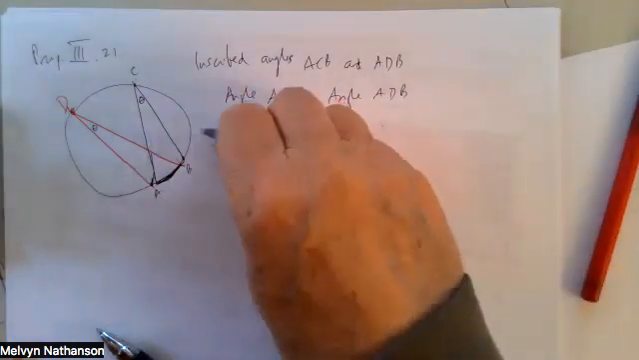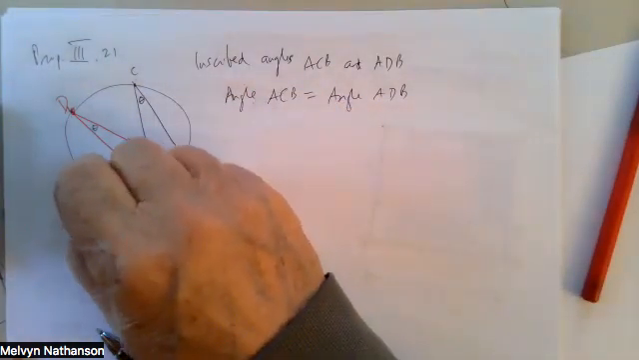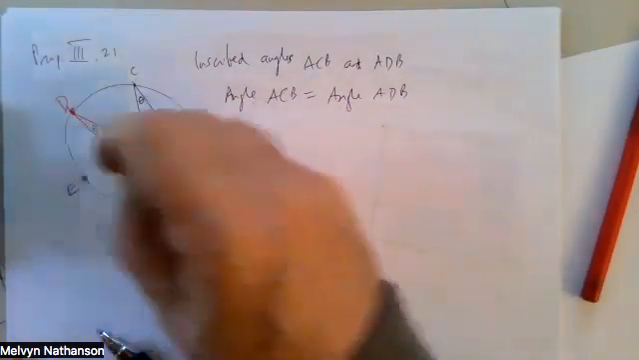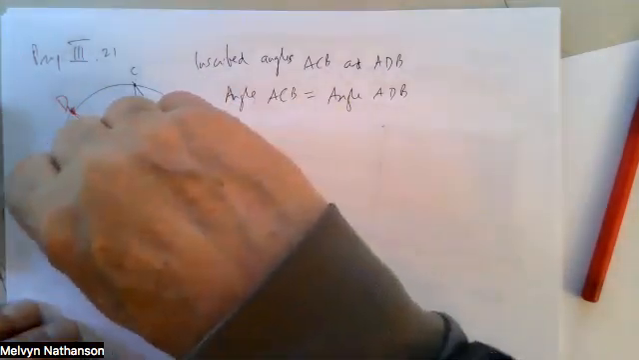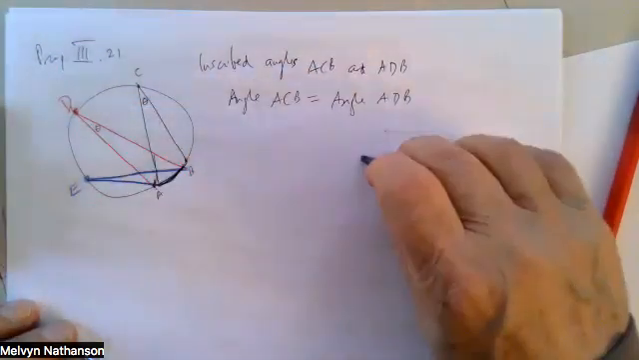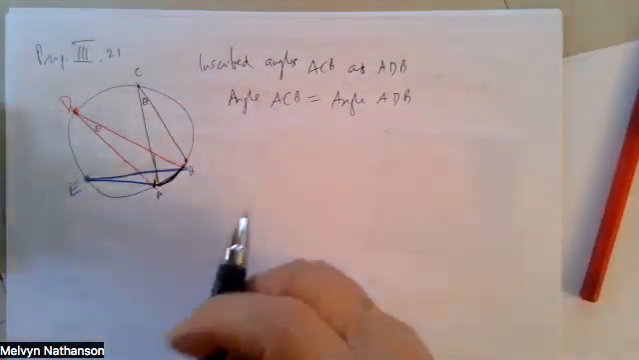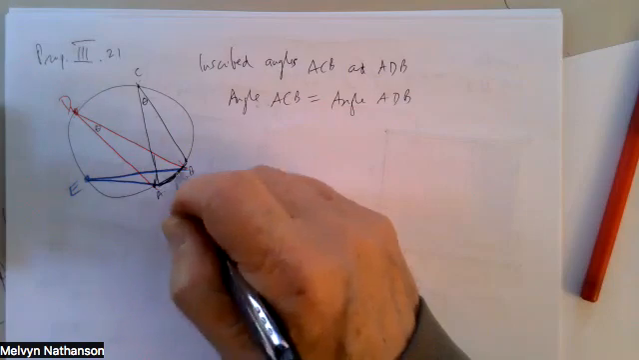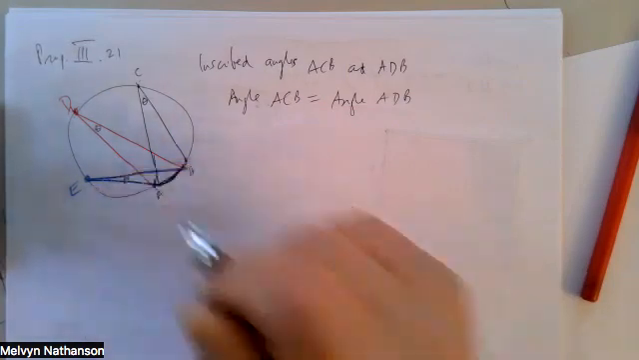If I took D to be, for example, the point E here, and I looked at angle AEB, that's a third inscribed angle that cuts out the same arc on the circle.